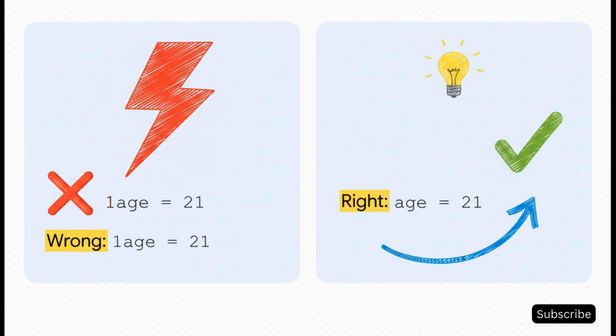All right, mistake number 1, and this is a big one. Starting your variable name with a number. You see this? 1age? Python hates this. It'll throw an error immediately. And it kind of makes sense when you think about it. Python needs to know if you're talking about a variable or just a number. So the rule is you've got to start it with a letter or an underscore. That's it. The fix is dead simple. Flip it to age equals 21 and boom, problem solved.